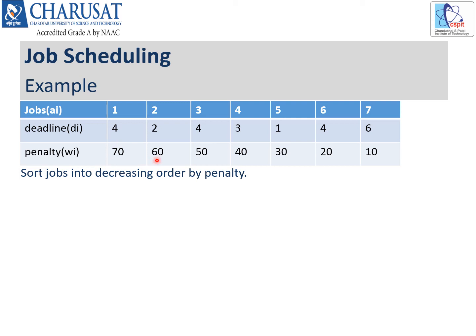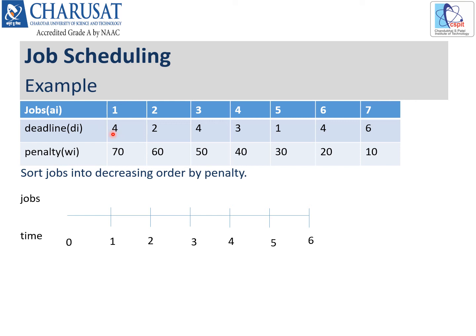Okay, so that's why we will execute the maximum penalties job first. Now we have to create time slots first. So here there are 6 time slots by looking at the maximum deadline. Okay, now we will take the first job.